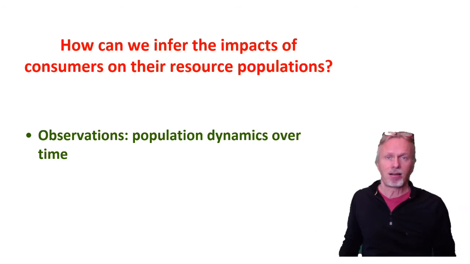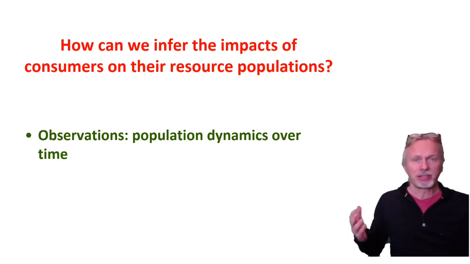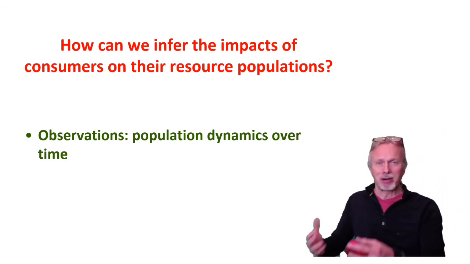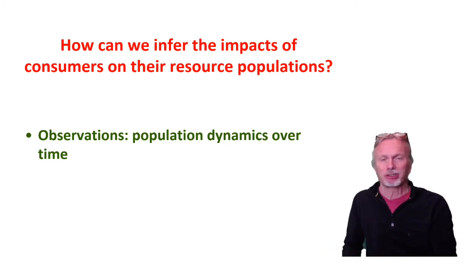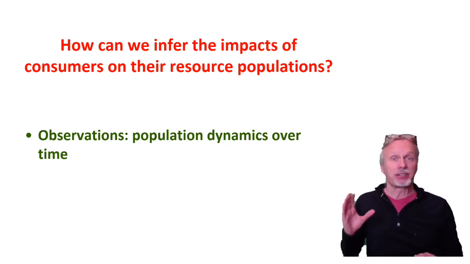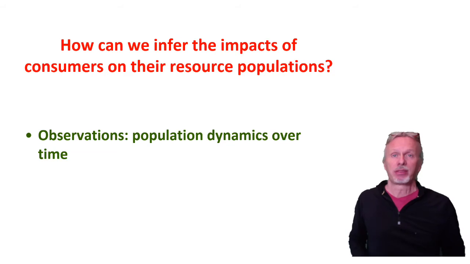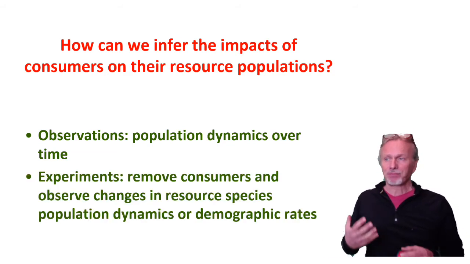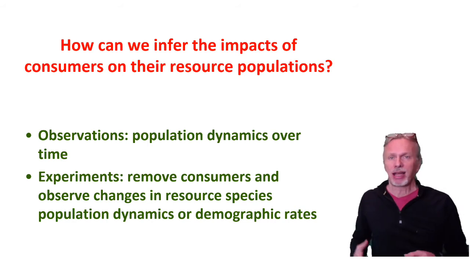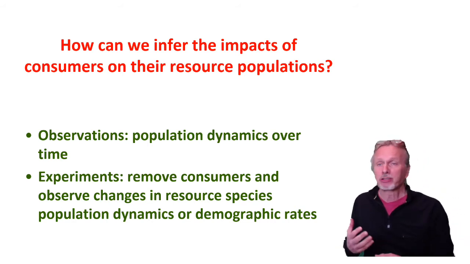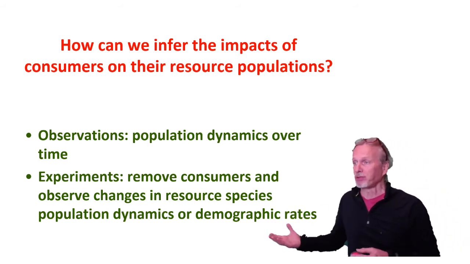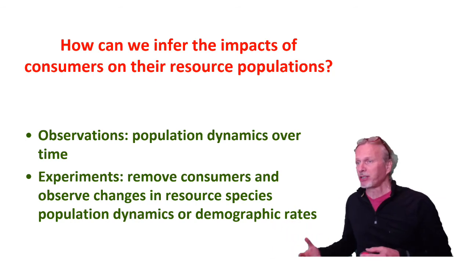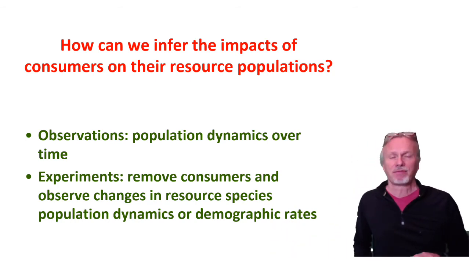In ecology and natural history, looking at the environment, what happened there, keeping track, and making observations is always the number one thing that needs to be done. It inspires questions and allows us, in fact, to run experiments, removing a consumer, for instance, and observing changes in resource species, population dynamics, or demographic rates.